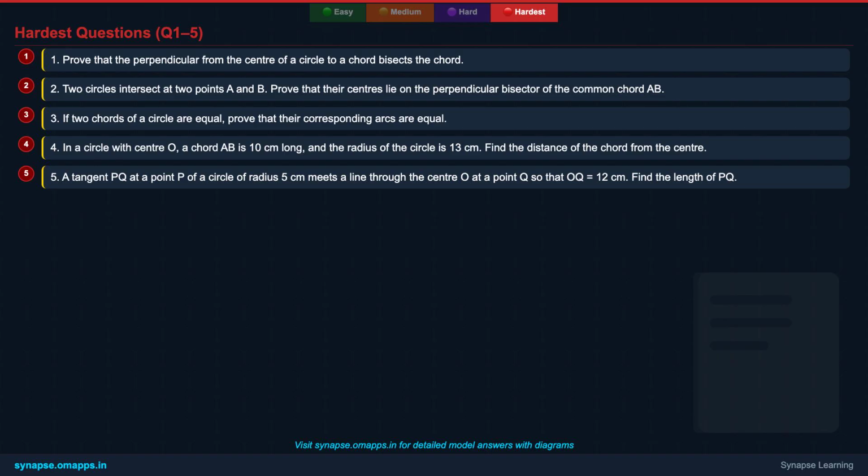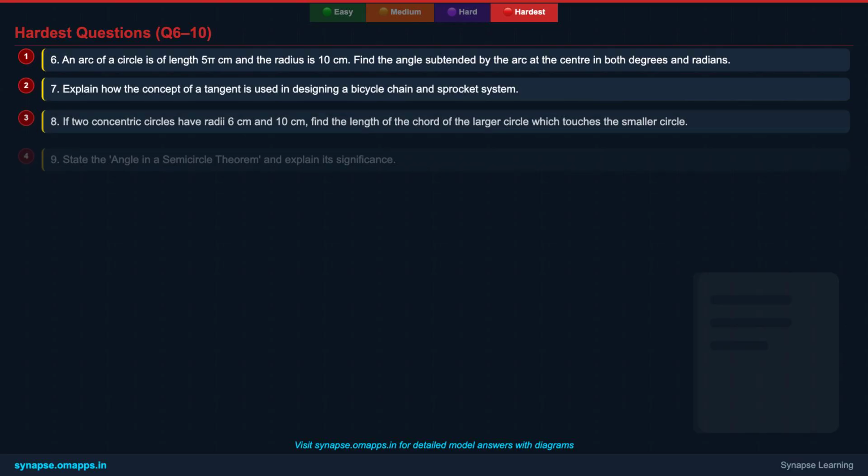And finally, if a tangent PQ with radius 5 cm meets a line from center O at Q, where OQ is 12 cm, find PQ's length. Good luck! Ready for the final 5?